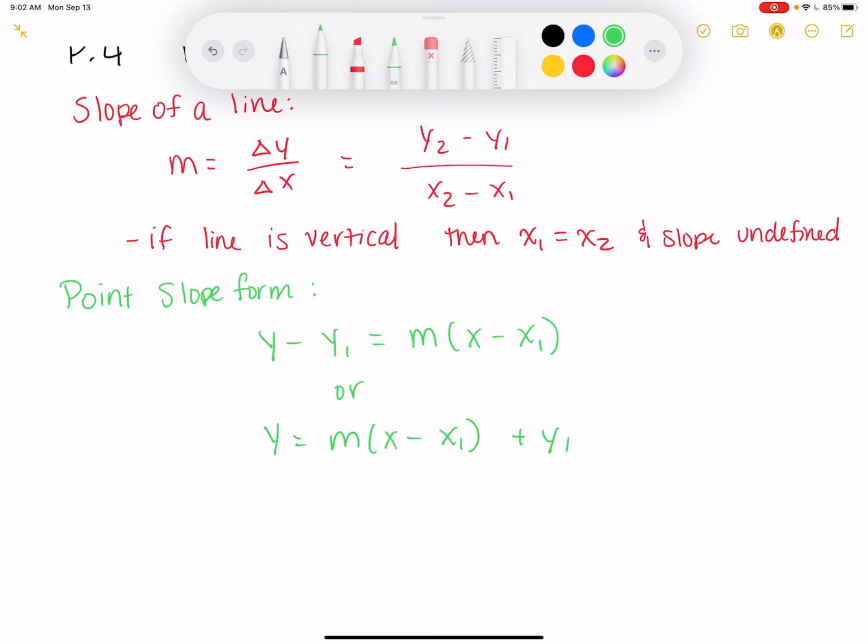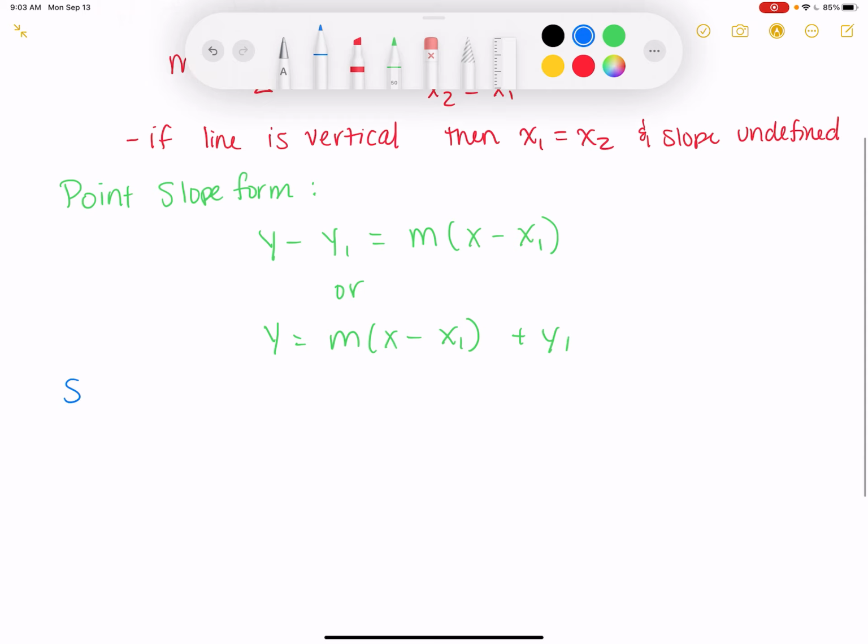But like I said, since the calc book uses it, I wanted you to be familiar with this. Both of them are acceptable. If I simply say write it in point slope form, either of these is fine. If it says to leave it in point slope form, don't convert it to slope intercept form. Leave it like this. If I just say write an equation of a line, you can use your favorite method.